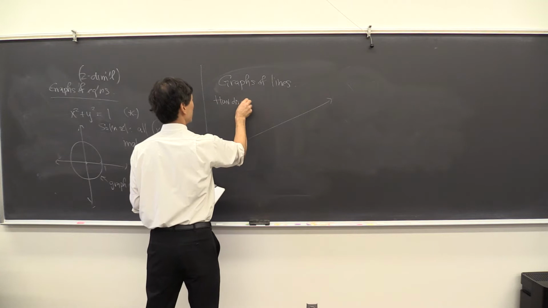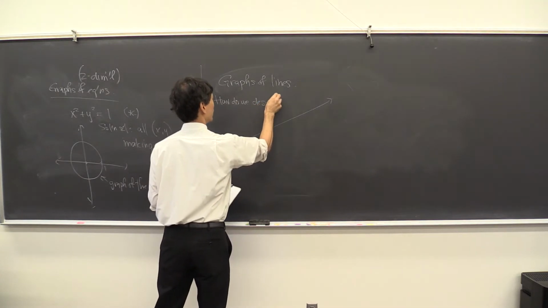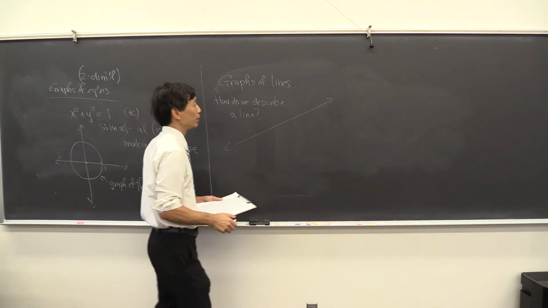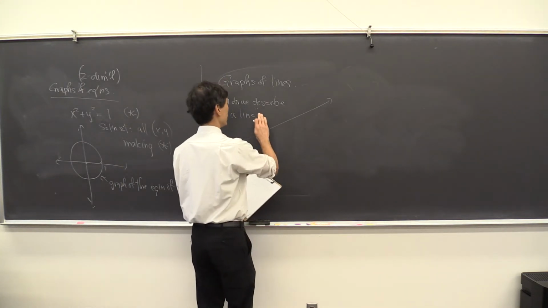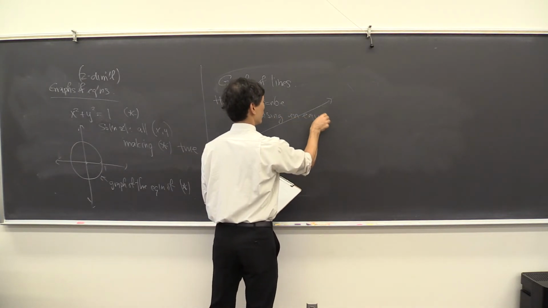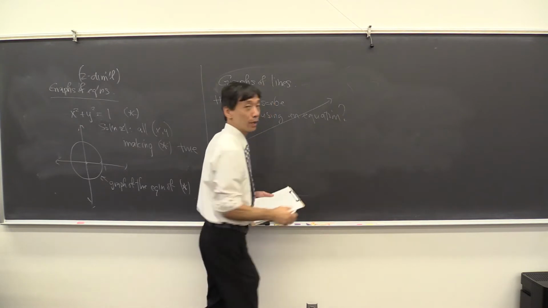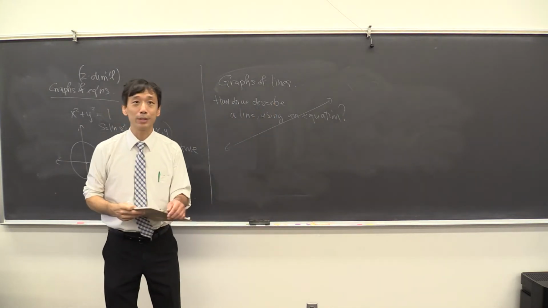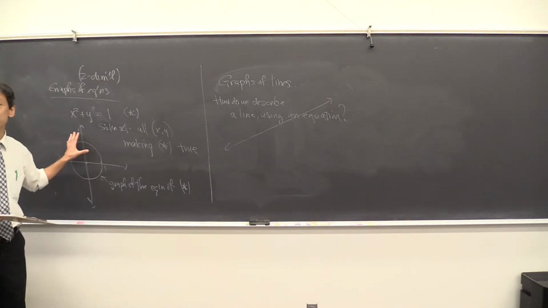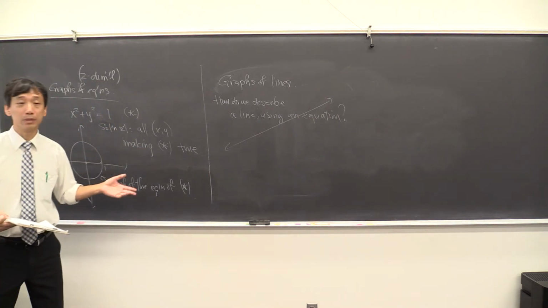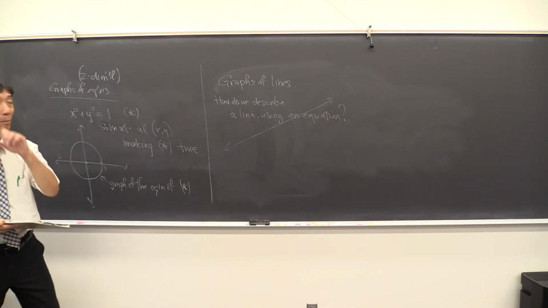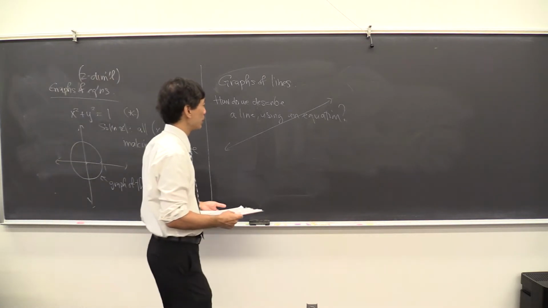How do we describe a line? Right, using an equation. If you're Descartes and you've suddenly realized that everything in the plane can be described in terms of coordinates, maybe the first thing you would think of is, if everything is coordinates, how do I describe a line?